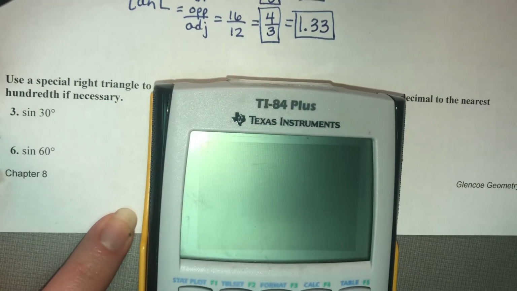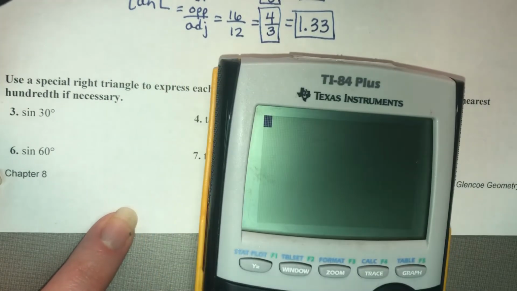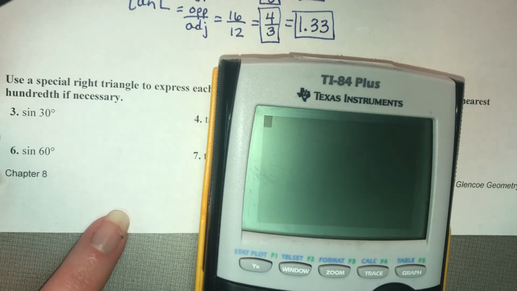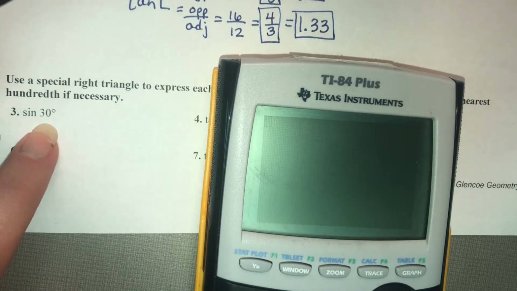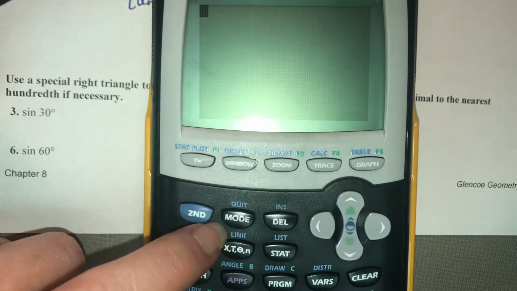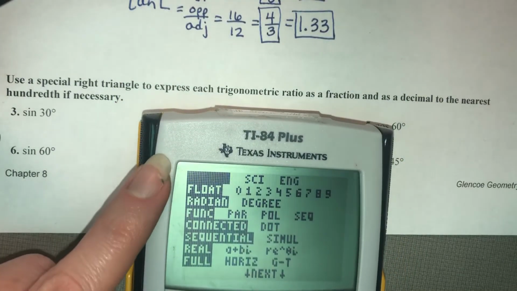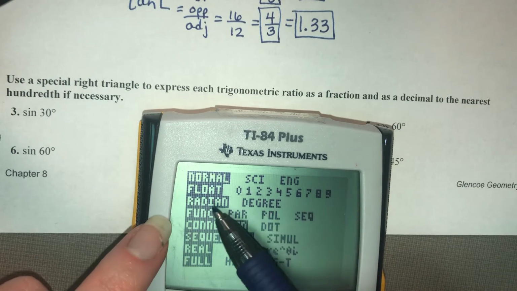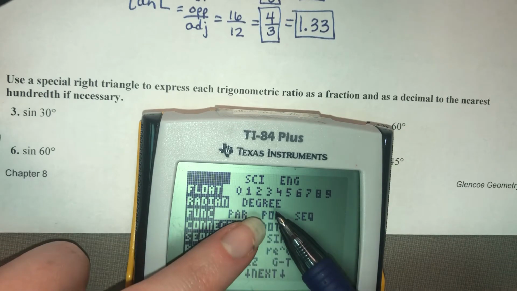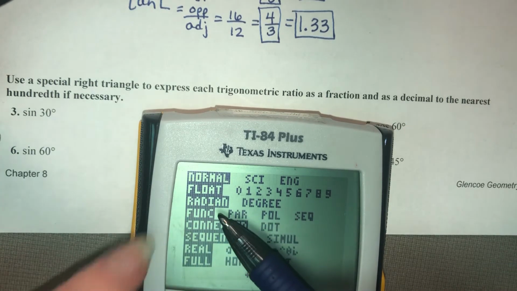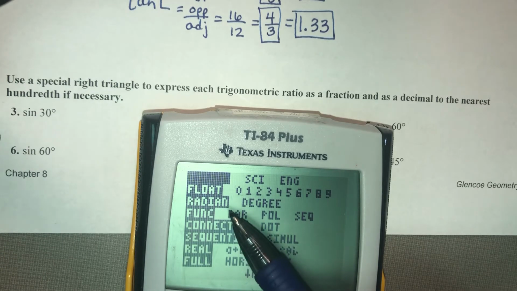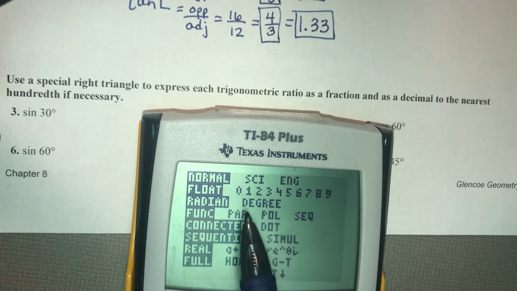Now, one very important thing that you need to know is that in geometry, when we are studying trigonometry, we have to have our calculators set into degree mode. So if you hit the mode button on your calculator, which is next to the second button, you're going to get this menu. And on the third line down, it has radians, which are highlighted, and degrees, which are not. Now, radians are another way of measuring angles that is different from degrees. We work with degrees in geometry.